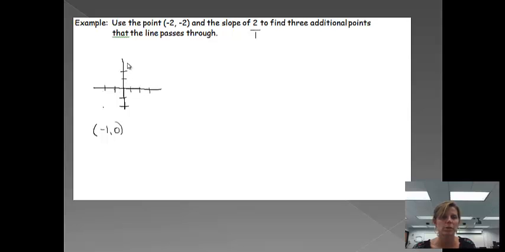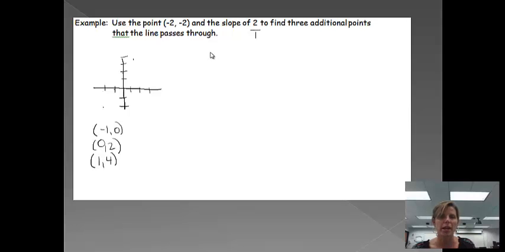Get a few more tick marks on my paper here. Okay, and then from there I could rise 2 and go over 1 again, which would bring me to 0, 2. And it said I needed 3 additional points, so I'll do that one more time. If I went up 2 and then over 1, that brings me to the point 1, 4. So that would be one method that I could use.